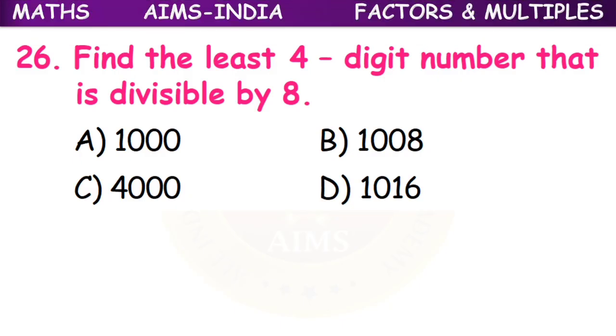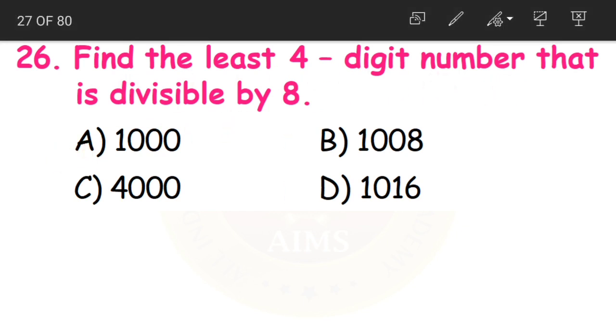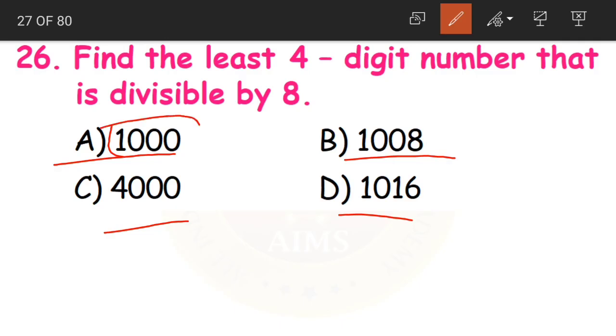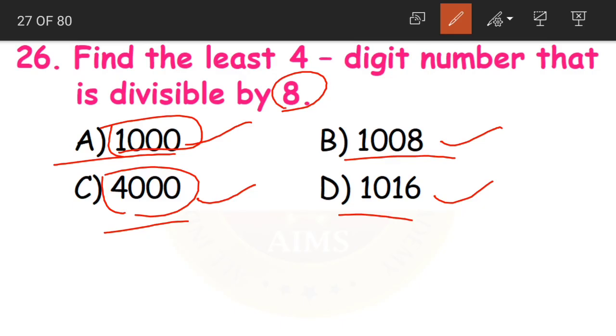Next, find the least 4-digit number that is divisible by 8. Now for this type of question, children, remember when they ask you to find the least 4-digit number that is divisible by 8. Now here we are having 4 options, yes or no? So one way to solve is that you can take each number, 1000, 1008, 4000 and 1016. You can take each of these numbers and then divide them by 8 and see which is exactly divisible by 8.